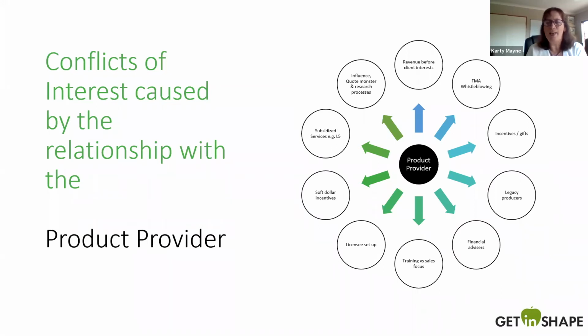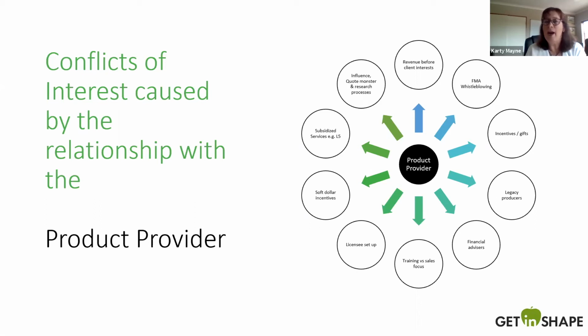At the moment, product providers are being very helpful in trying to get you as ready as possible for the new regime. So again, it means being transparent about any of those extra benefits that you might be receiving, and making sure that they aren't clouding the advice that you're giving. So we've got certain things here in terms of looking out for, say, legacy products, which may not be in the best interest of your client, but may still be being promoted. Maybe training that has more of a sales focus to it than actual overall competency, knowledge and skill focus. There could be soft dollar incentives or subsidised services, such as helping you get your qualification.